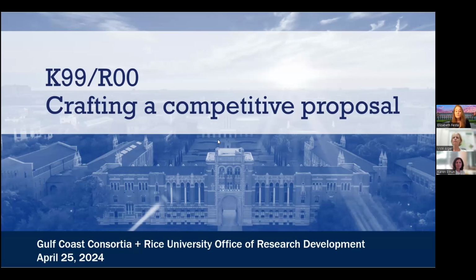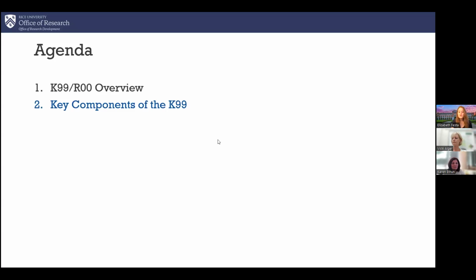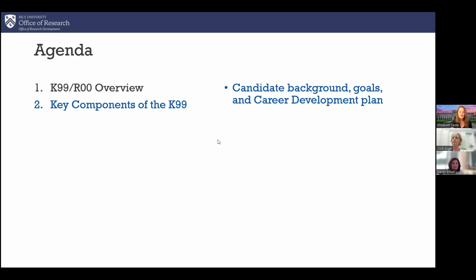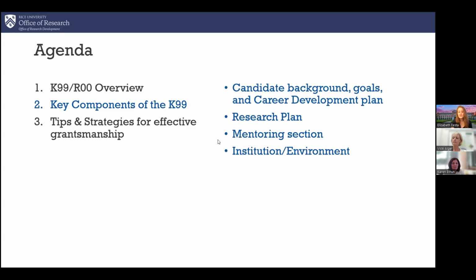But for today, we are going to be talking about the K99. I am not going to be able to tell you everything about it, but we're going to give you an overview with some highlights and hopefully some strategies and pointers to take you forward. So I'll begin with an overview of the mechanism. I will talk about some key components of the K99 R00, which is the candidate background goals and the career development plan, the research plan, mentoring section, and institution environment plan. And then I'm going to close out with some tips and strategies for effective grantsmanship that will hopefully get you inspired to start the process of working on that K99.